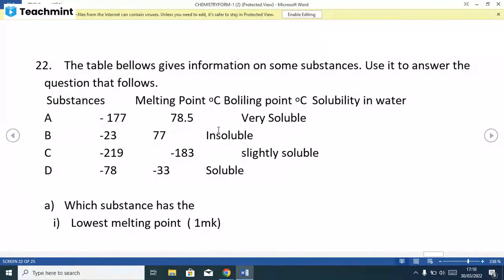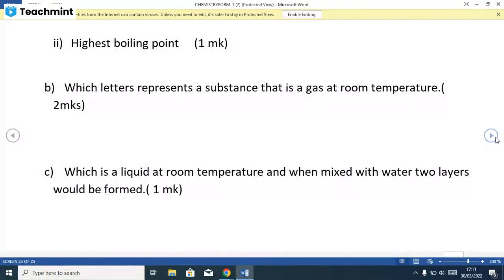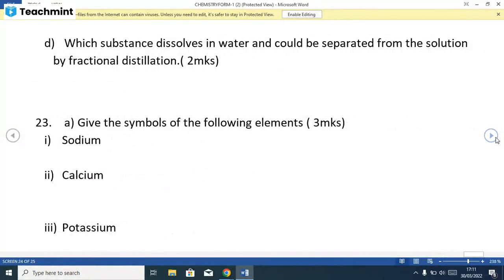Here they say solubility in water. So it is supposed to be B. Can you see insoluble? So the answer is substance B. It is a liquid at room temperature, but in solubility in water it is insoluble, so we are going to form two layers. Next.